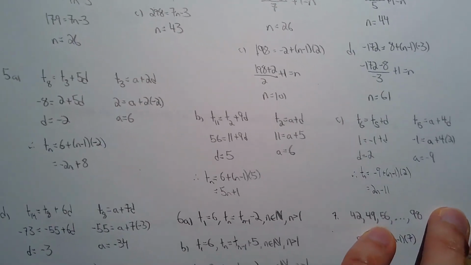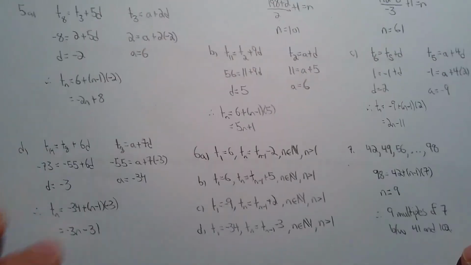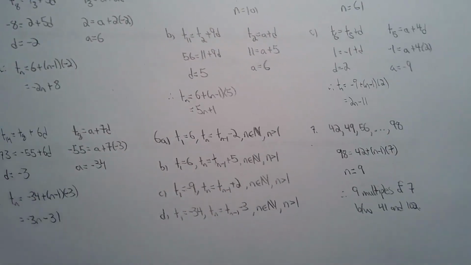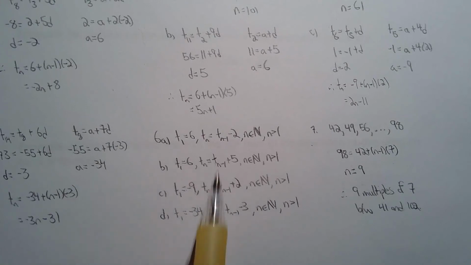Okay. All right. Oh, there's 5d as well. Ooh, okay, that was lengthy. For question 6, they want me to generate a recursive formula. No problem. So for 6a, you take the preceding term and subtract by 2, because that's what the common difference was.